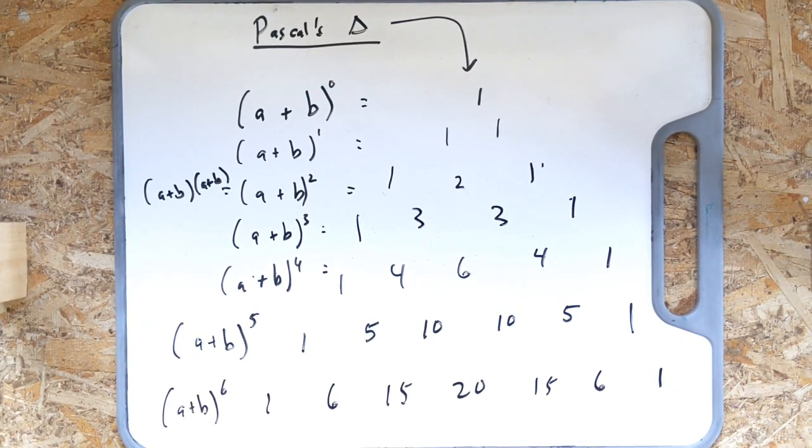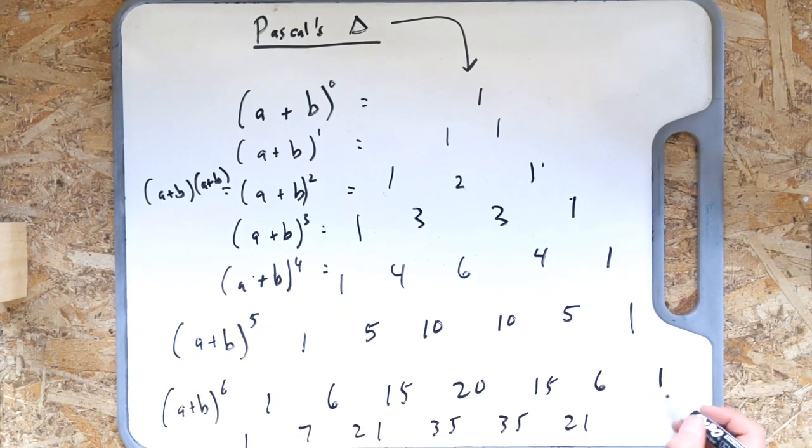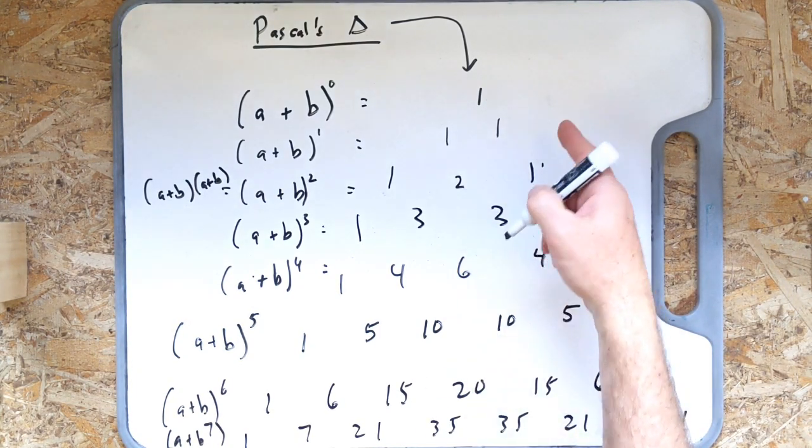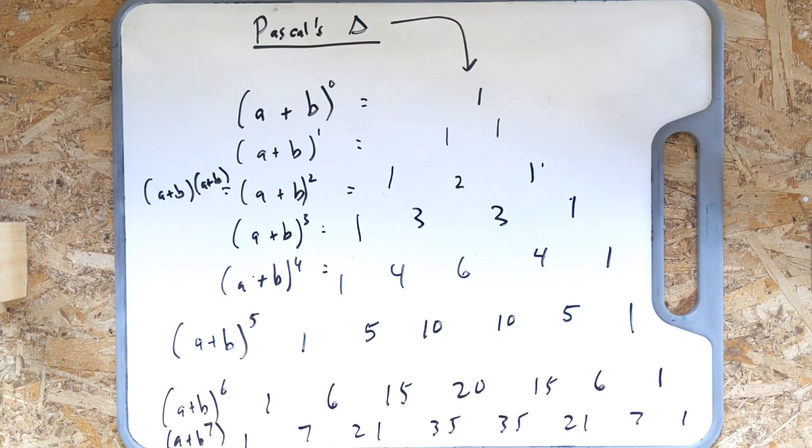Now if I want to do the 7th: 1, 7, 21, 35, 35, 21, 7, and 1. And I could keep doing those. Obviously, if I was doing something to the 20th power, this is basically a recursive formula. I need every line before it to get the 20th one. So that's not great from that perspective, but you can see how you would get those. And that only gives you the coefficient.